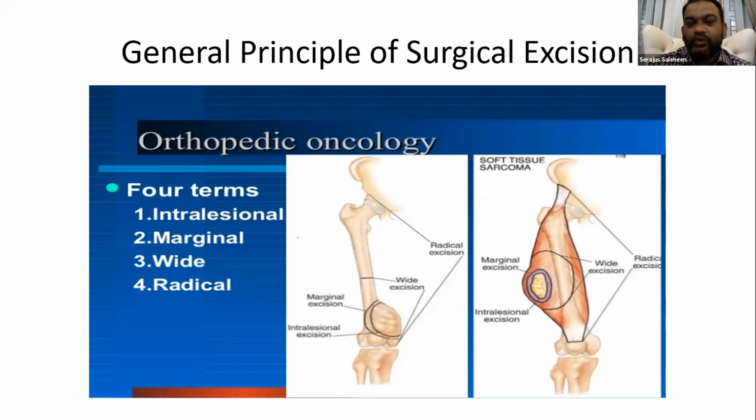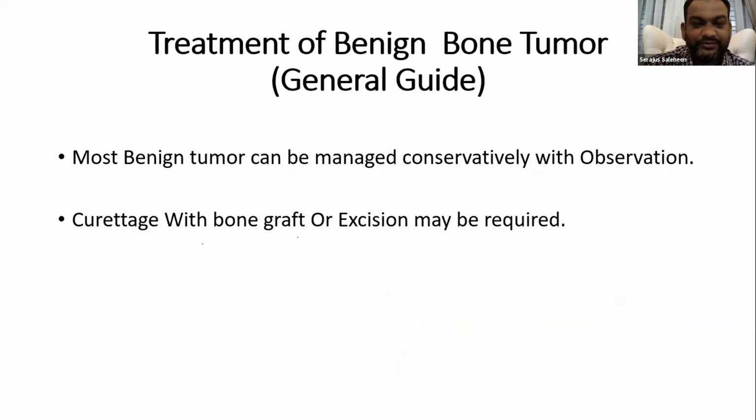In orthopedic oncology, there are 4 usual terms we should know. All of you know that there are 4 types of excision we perform: intralesional excision, marginal excision, wide local excision, and radical excision. Intralesional and marginal excision is done in benign cases, and wide local excision and radical excision is done in malignant bone tumor cases.